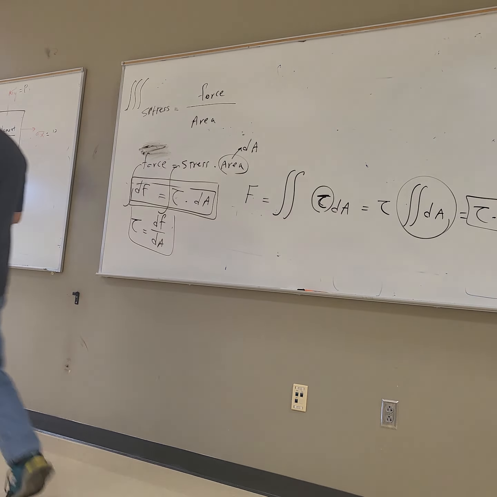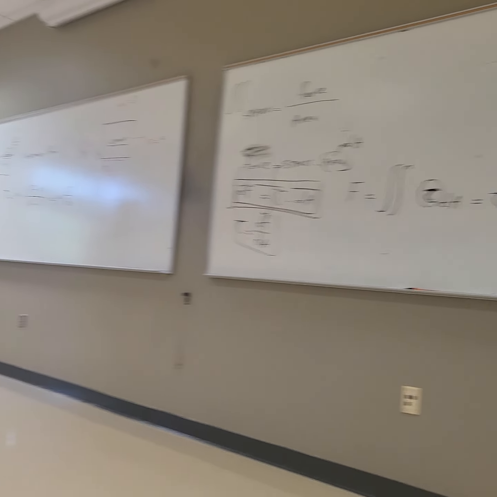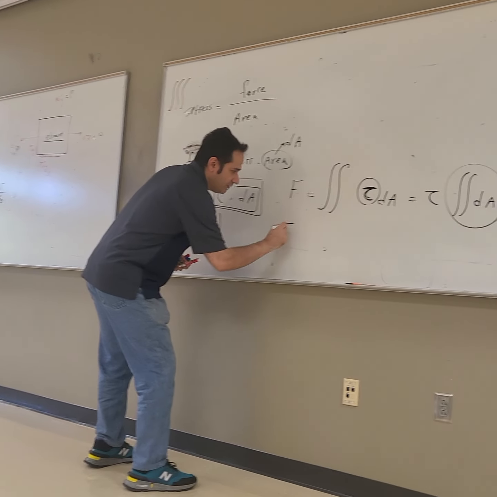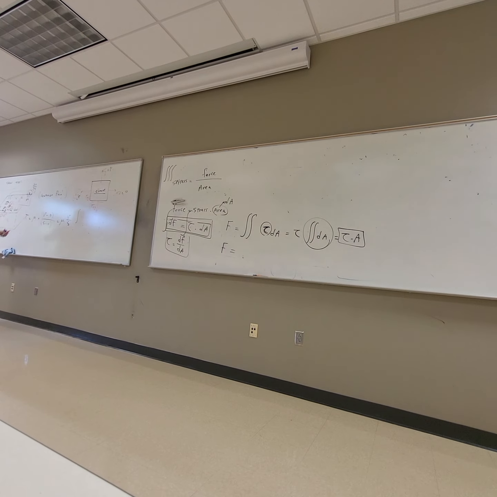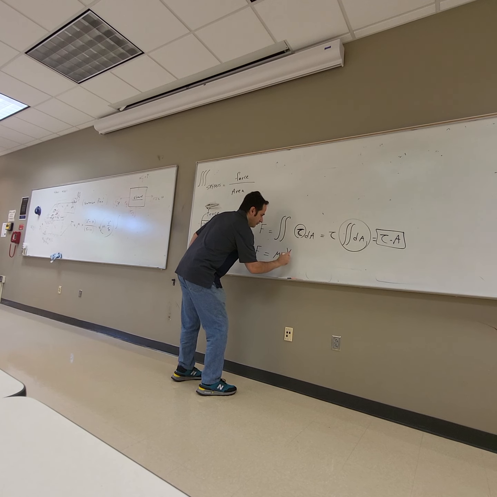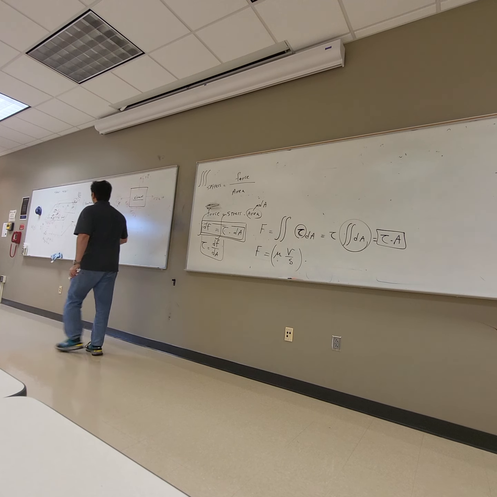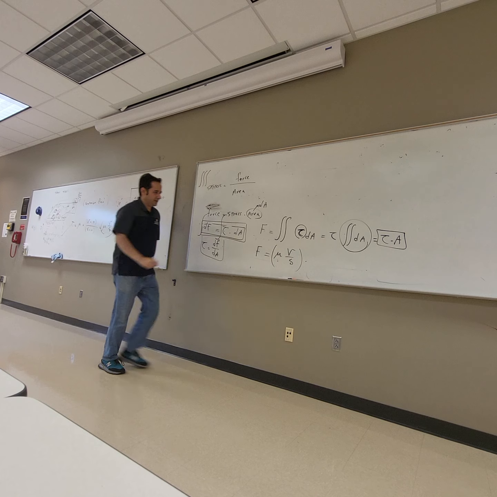So in this case, if I want to find that force, we're getting closer to integrate. Pay attention. If I want to find that force, what should I write here? F is equal to, what's the value of my tau? The value of my tau is mu V over delta, times the area of this plate. Let's call it A. The entire plate's area is A. That's it.